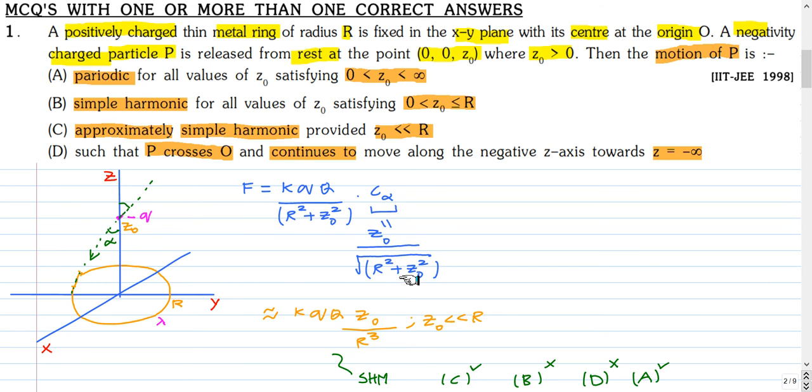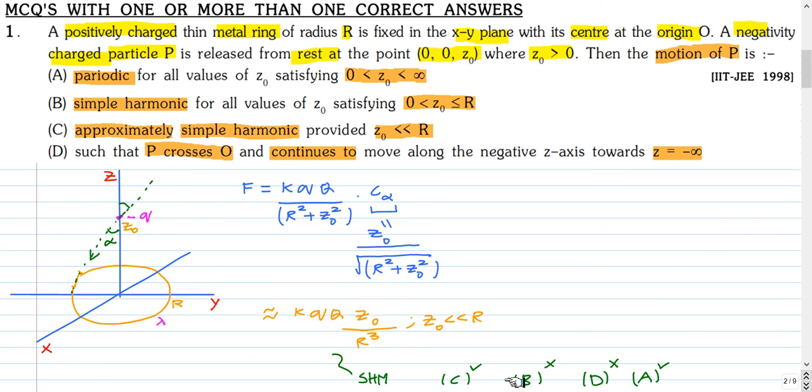When z0 is much smaller compared to r, the z0 in this term and this term can be neglected, so it will become r cube. So under this condition, the force acting on this minus q is proportional to the displacement z0, which is a requirement for simple harmonic motion, and it's towards the equilibrium position, the mean position. So for z much less than r, the motion will be like an SHM. So option C, which says it's approximately simple harmonic provided z is much less than r, is true.